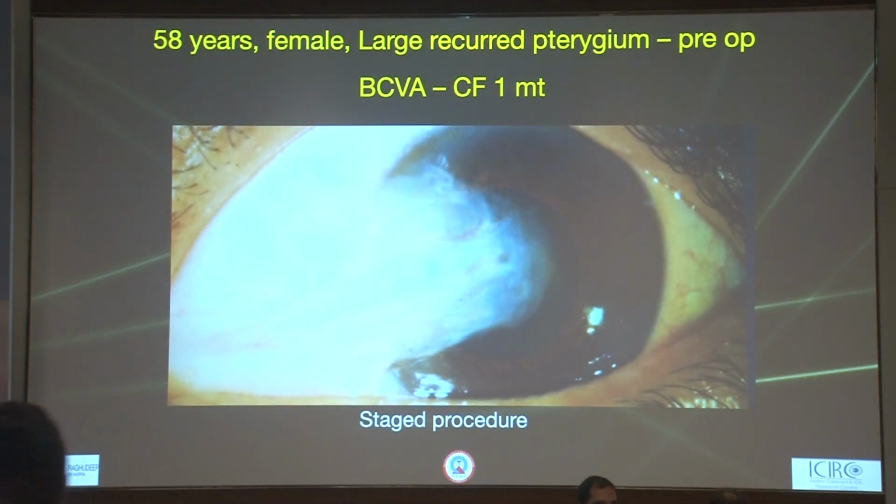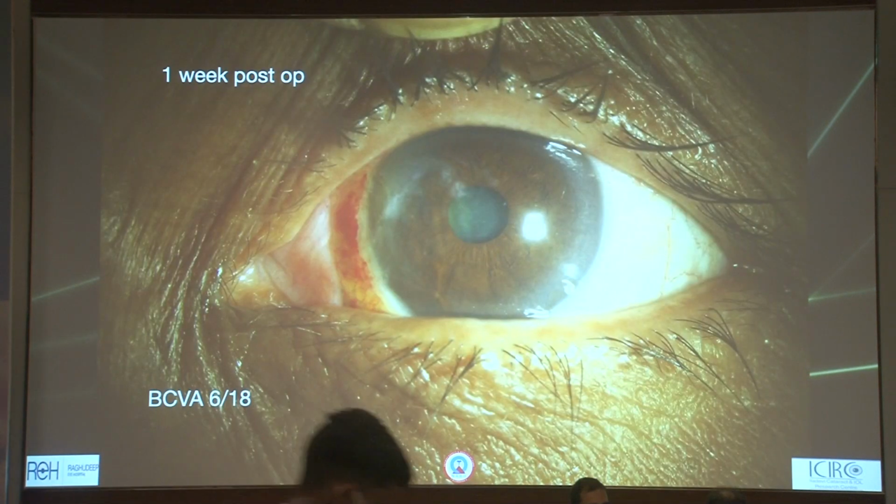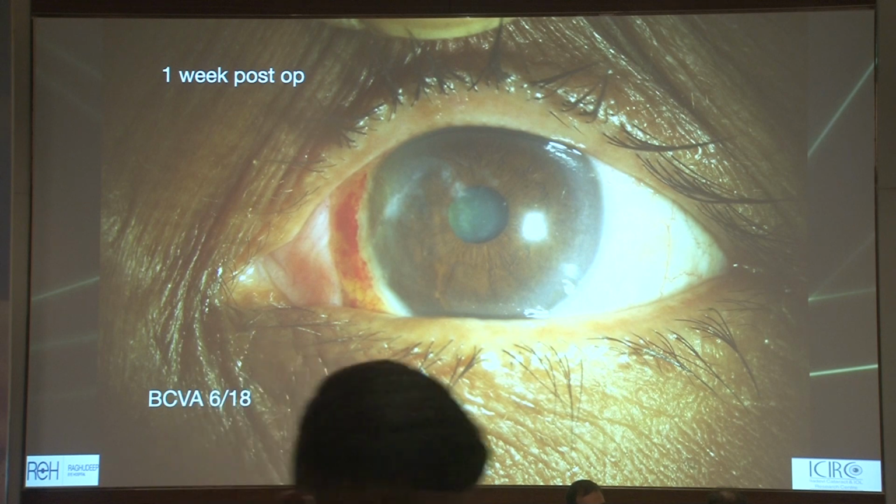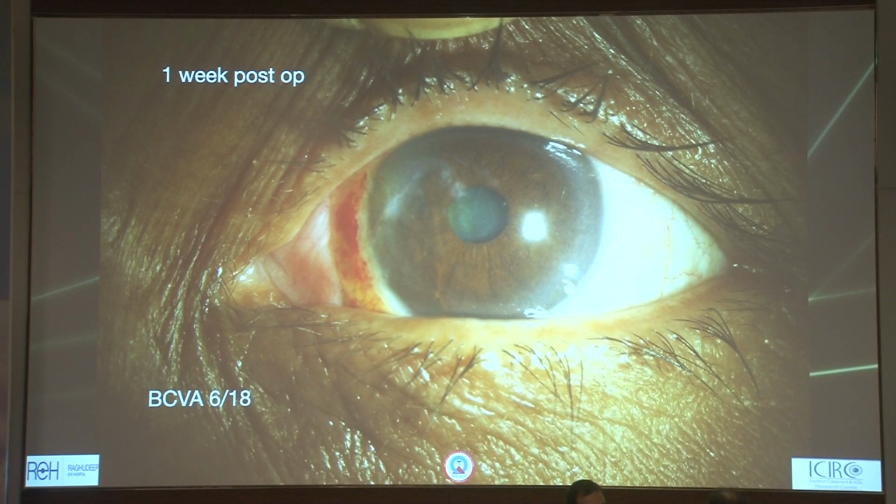This is a no-brainer. This was a 58-year-old female. This is a recurred large pterygium with very poor vision. She came to us for cataract because someone told her that there is a cataract and that she needs to get operated. And definitely we planned a staged procedure, with a phone call to Dr. Fogla when I was in dire need of advice for this surgery. He said, there will be scarring, look out for scarring. This is going to be a large conjunctival autograft. This is the 1 week post-op picture.